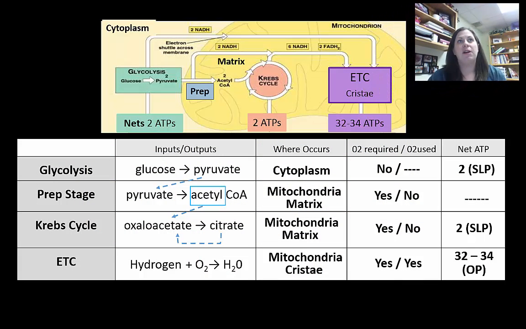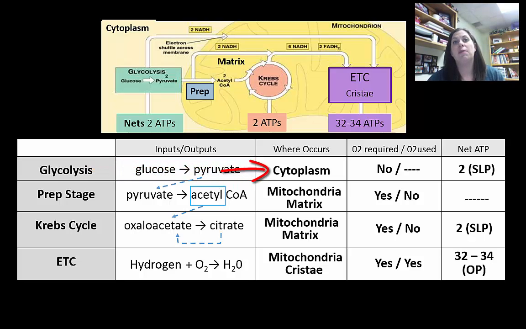Now, keeping that same picture here, we're going to put these steps: what goes in, what comes out, where it occurs, amount of ATP, but also if oxygen is required. So let's take a look here at glycolysis. Guys, with glycolysis, glucose goes in and pyruvate is going to come out. Glycolysis actually means the splitting of glucose. So we're going to break it in half to create pyruvate.